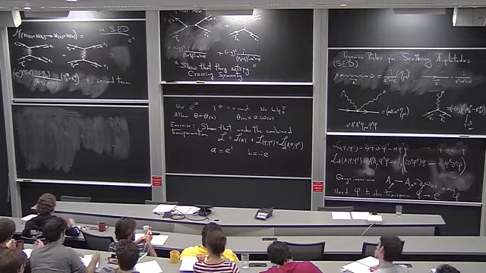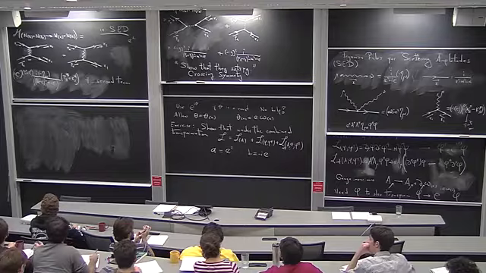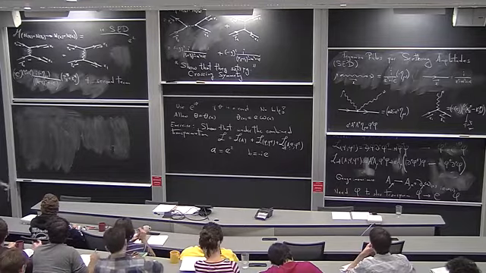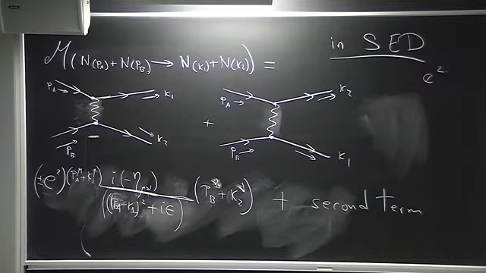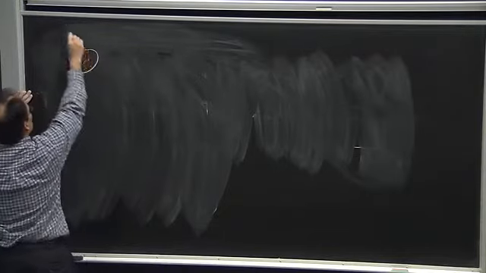Okay? So what happens when we have an external state, which is a photon? So far, we don't have technology to actually deal with that situation. So what are we going to do? Well, let's go back to our thought experiment, where we have something we know.